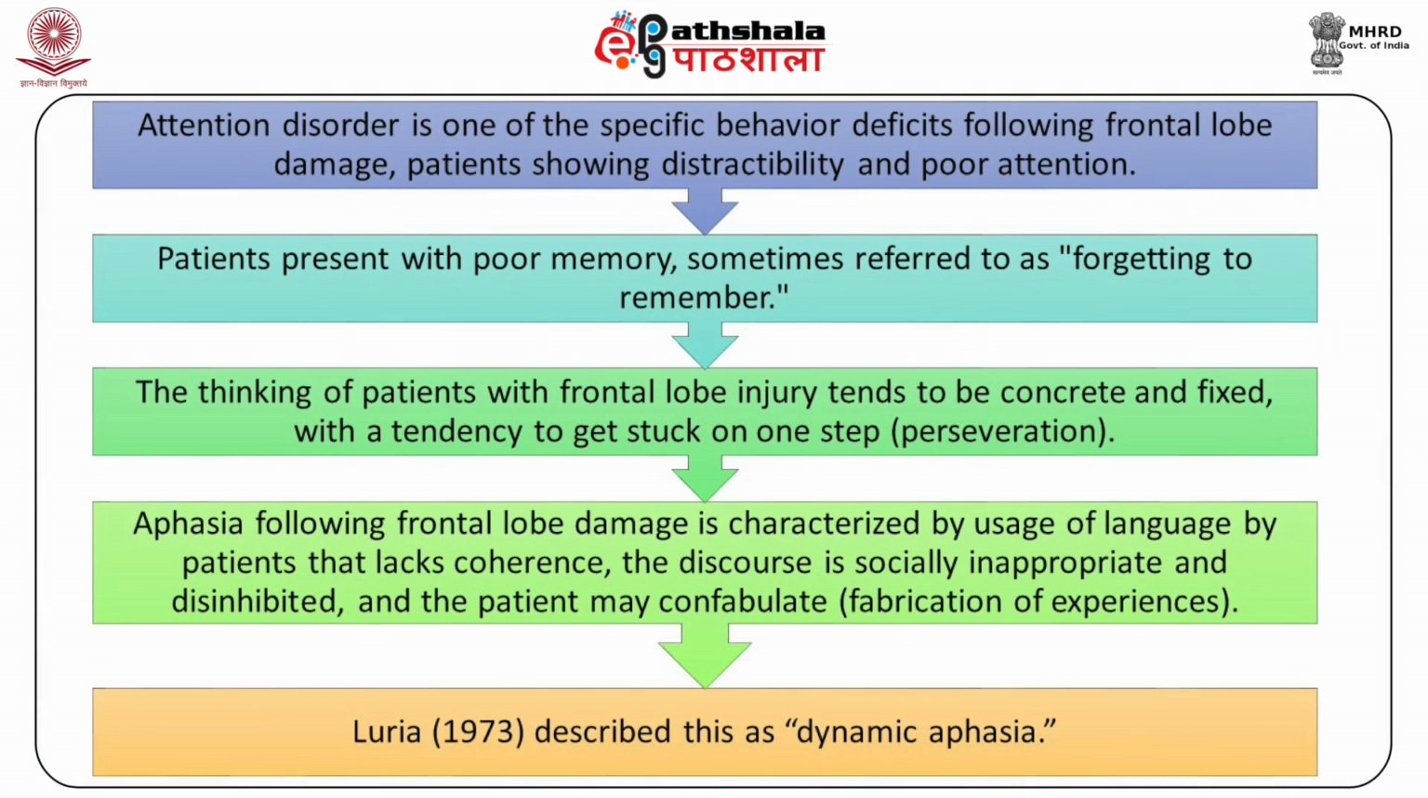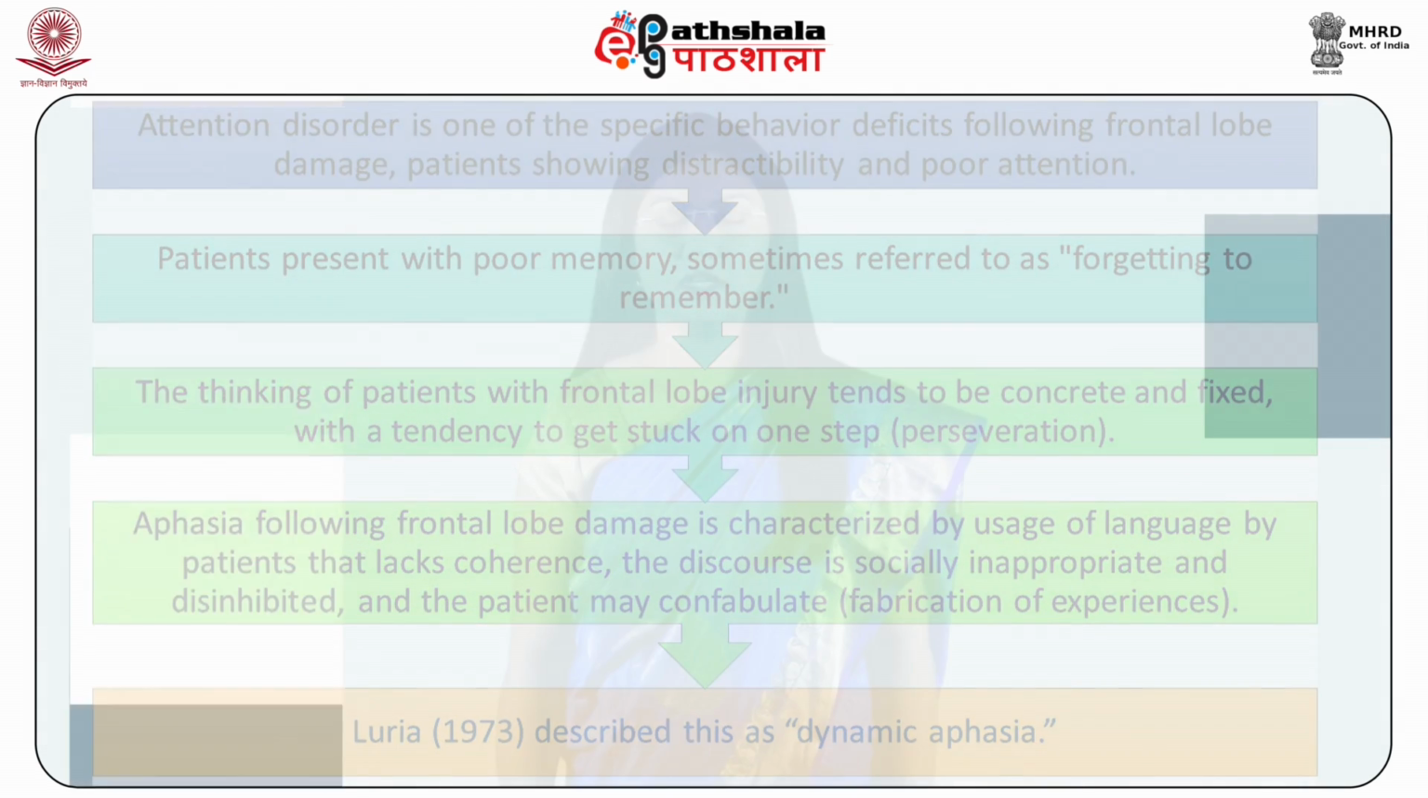Attention disorder is one of the specific behavior deficits following frontal lobe damage, patients showing distractibility and poor attention. Patients present with poor memory, sometimes referred to as forgetting to remember. The thinking of patients with frontal lobe injury tends to be concrete and fixed with a tendency to get stuck on one step, which is known as perseveration. Aphasia following frontal lobe damage is characterized by usage of language by the patient that lacks coherence, the discourse is socially inappropriate and disinhibited, and the patient may confabulate, that is, fabricate experience. Luria described this as dynamic aphasia.